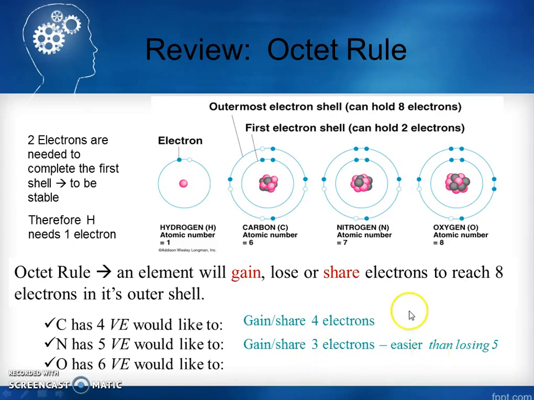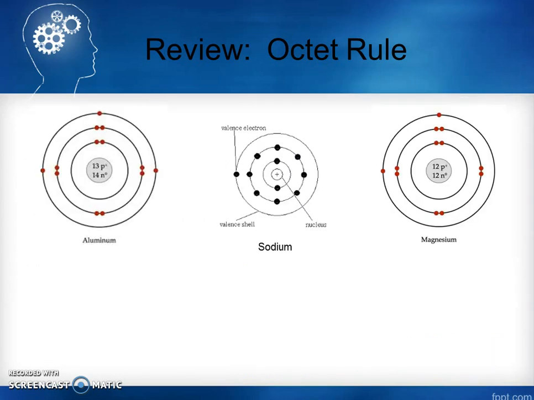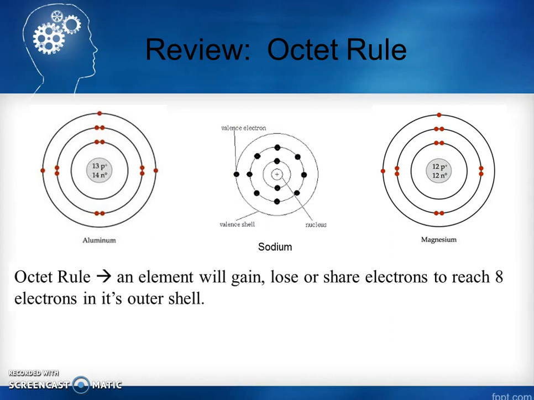Oxygen, atomic number 8, 2 in the first shell, 6 in the outer. Therefore, it needs 2 electrons to become stable. And again, that's much easier than losing 6. Okay, we're going to look at 3 other elements here. These guys are metals. And again, the octet rule applies to these guys as well, except we're going to focus on losing electrons to reach that stable octet.